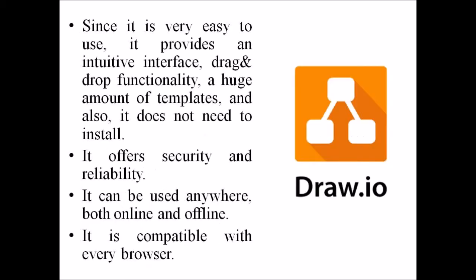Eighth one is Draw.io. Draw.io is an open source modeling tool to create flowcharts, process diagrams, UML, ER and network diagrams. The major features are: since it is very easy to use, it provides an intuitive interface, drag and drop functionality, a huge number of templates, and it does not need to be installed. It offers security and reliability. It can be used anywhere, both online and offline, and it is compatible with each and every browser.